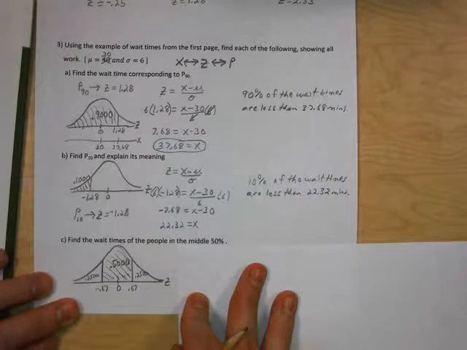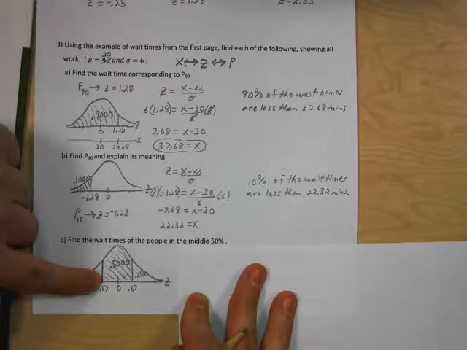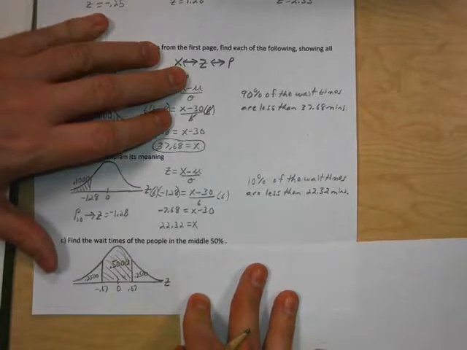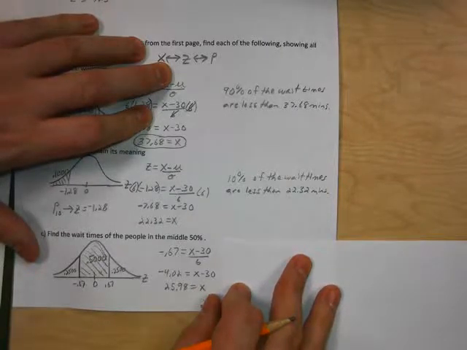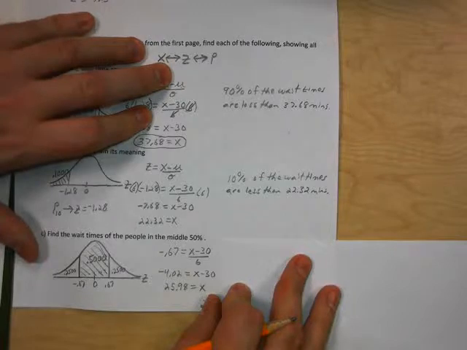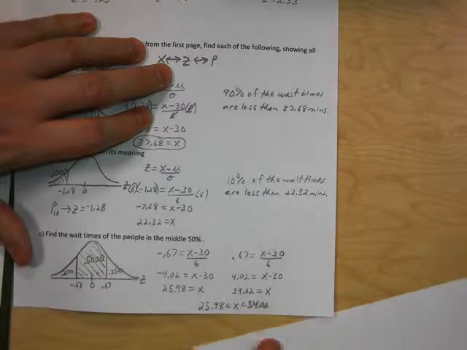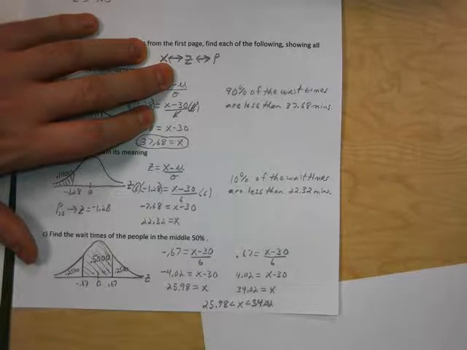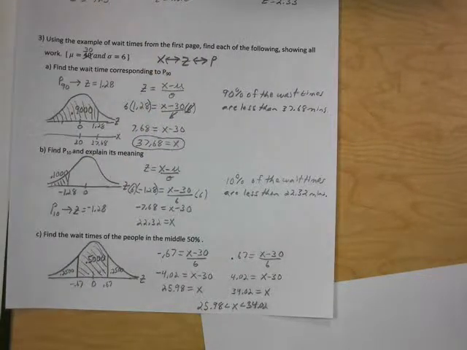Then we have to find the wait times that correspond to this z-score of negative 0.67, and then find the wait times that correspond to the positive 0.67 z-score. There's the negative, and then there's the positive. You end up with the wait time being between 25.98 and 34.02 minutes. So that takes care of that video of finding a given area or z-score.